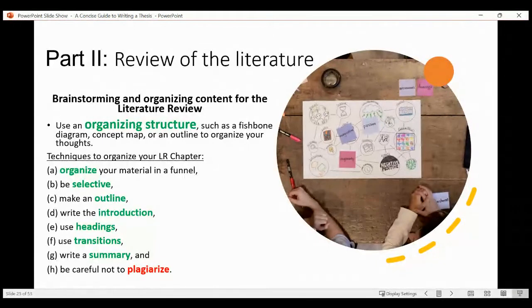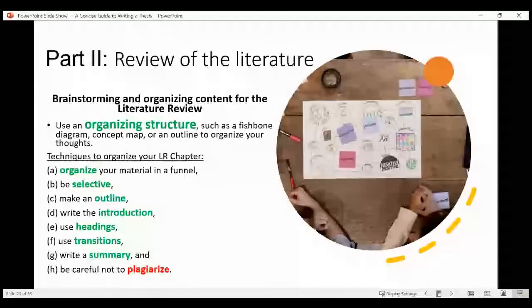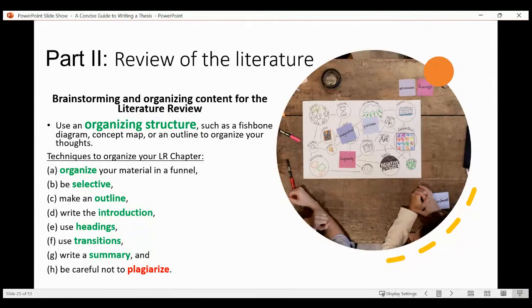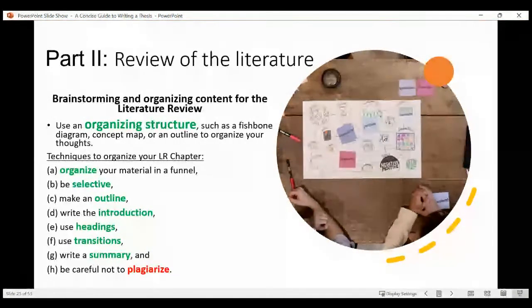Write the introduction. Use headings; headings are very important. Use transitions. For example, when you move from one idea to another, from section to section, you need to use transitions to make the flow of your ideas move logically. Write a summary. Okay, that's it. And be careful not to plagiarize, because when you copy and paste, this is plagiarism, even if you cite it.